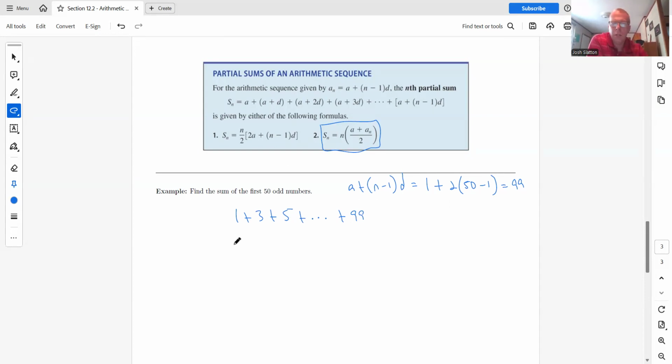And so there's our a, there's our a sub n, and then the difference would be our d, well, actually we don't need the d. Don't need the d, so don't worry about that. And then of course we have 50 terms. So S50 in this case would be 50 times 1 plus 99 over 2. And so that'd be 50 times 100 over 2, or 25 times 100, so 2,500.